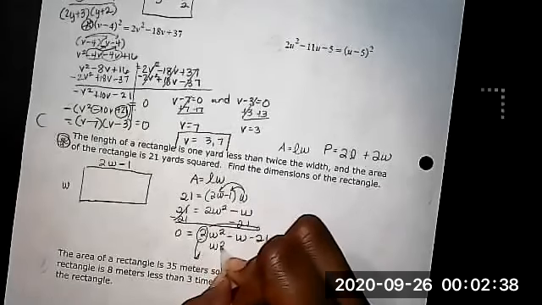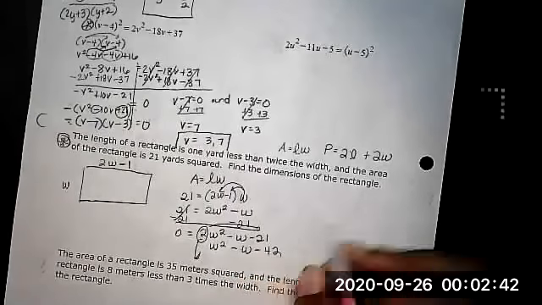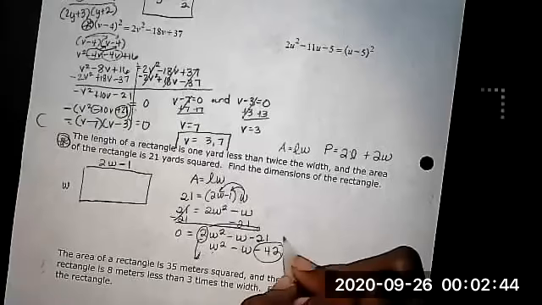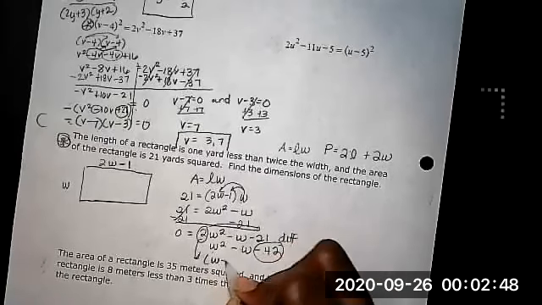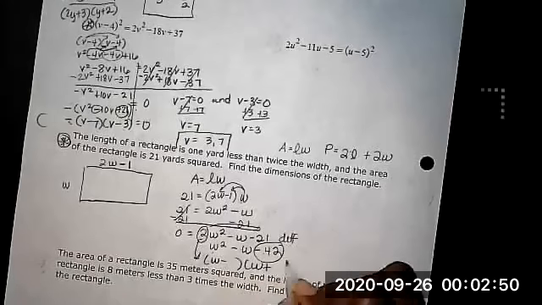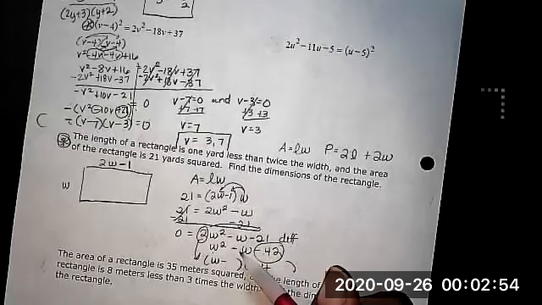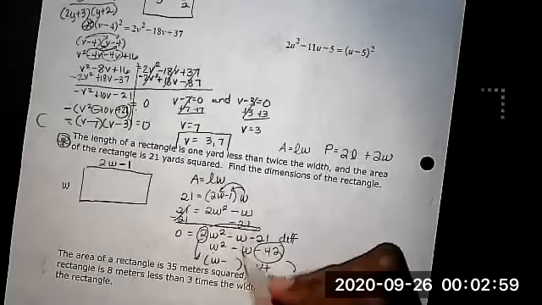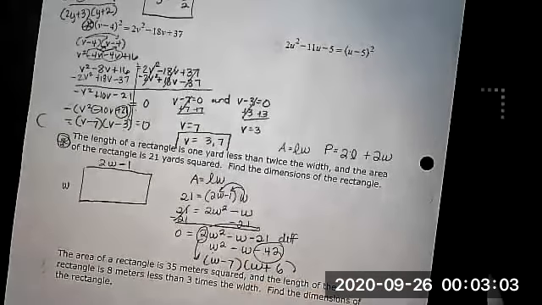This becomes W squared minus W minus what? 42. What, same or different? Looks like different because the last number is negative. So it's going to be 1 negative, 1 positive. And what are your multiples of 42 that subtract to give you 1? Bigger number is going to be negative. 6 and 7. So 7 is negative. 6 is going to be positive.